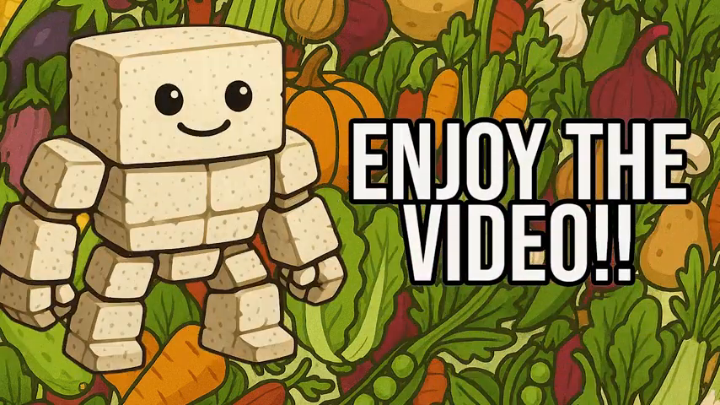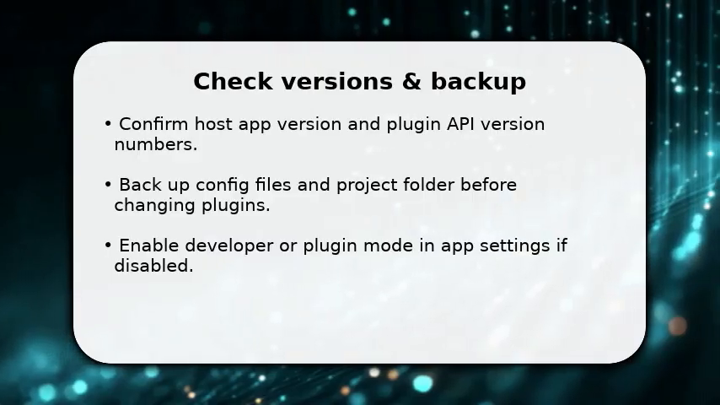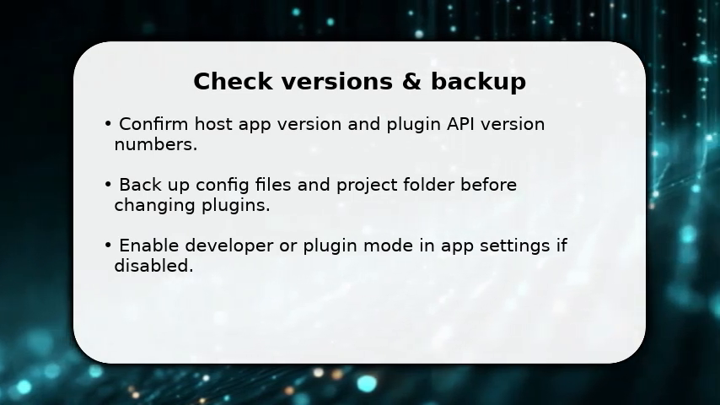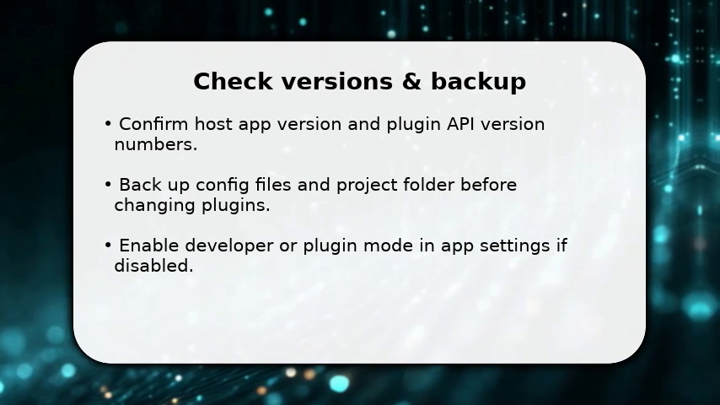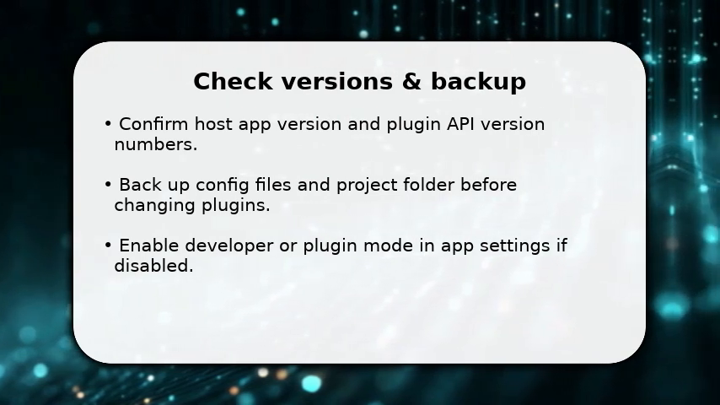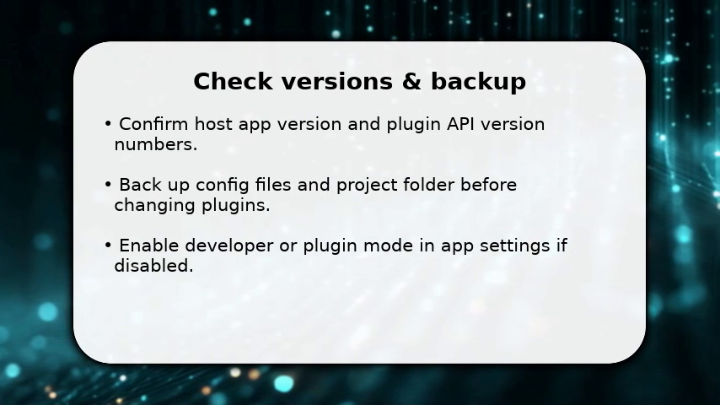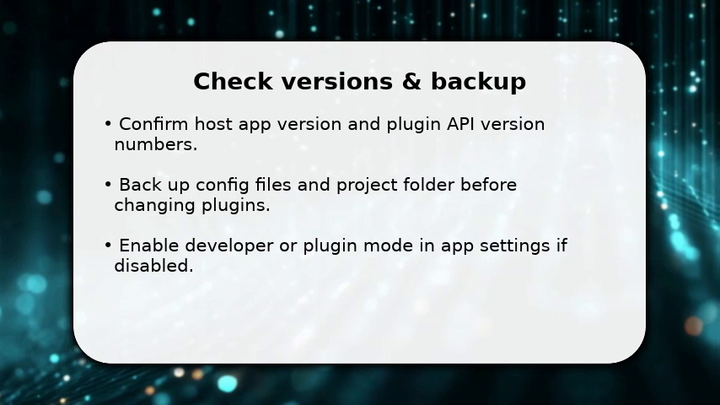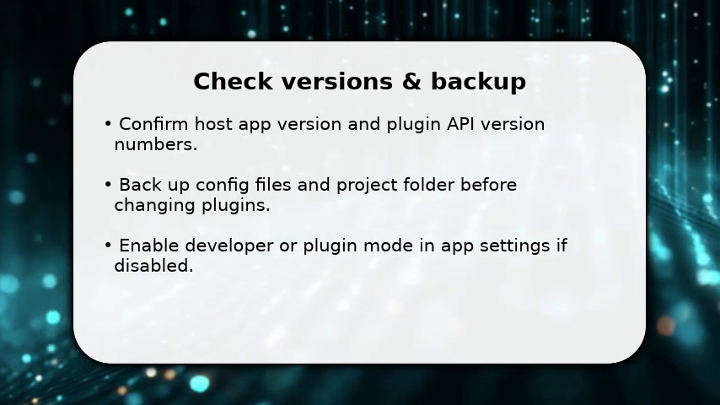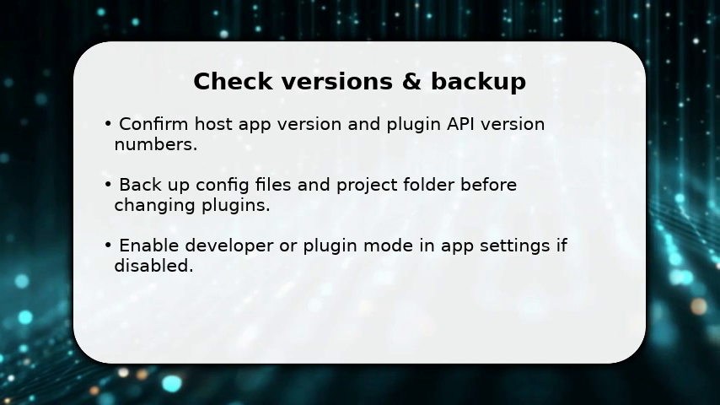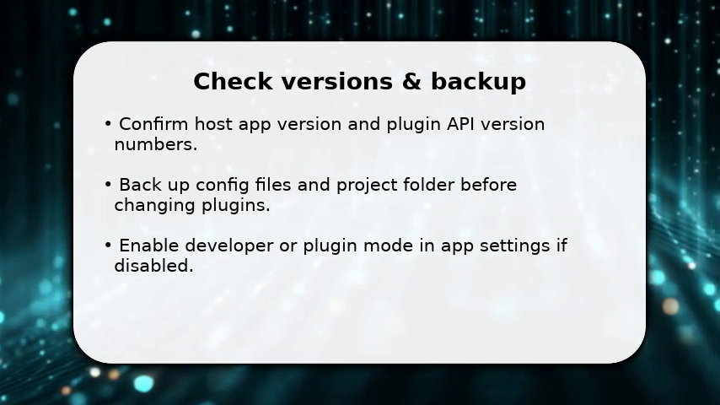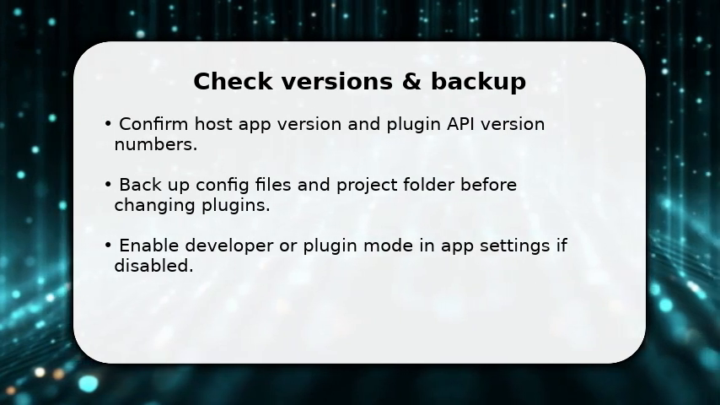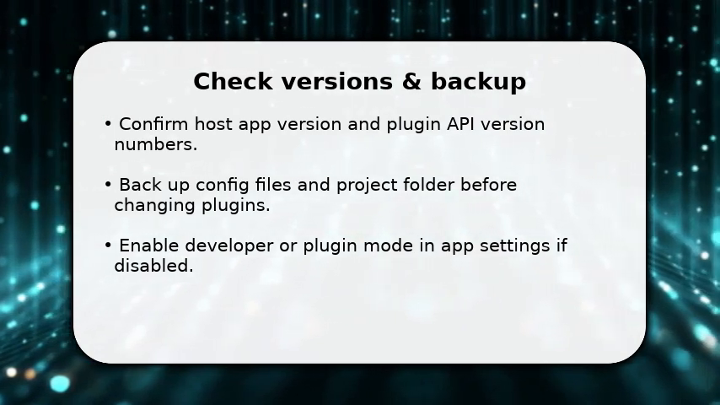Please enjoy the video. You start by confirming versions because mismatch is the most common cause. Check the app and plugin API numbers, then make a quick backup of your config and project folder so you can roll back. Once done, open the app settings and enable plugin or developer mode. Many systems block unsupported plugins by default. If a compatibility toggle appears, flip it to allow legacy plugins temporarily. This begins the diagnosis without risking your main project.